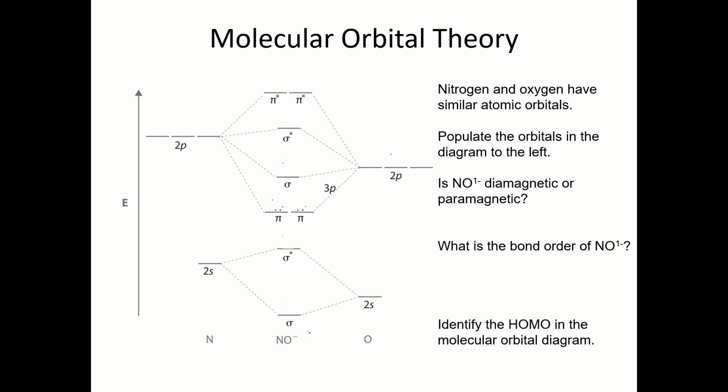Okay, so in this example, we're going to look at NO negative. So a nitrogen and an oxygen atom coming together, and it is ionized with an extra electron. If we want to fill out our molecular orbital diagram, the first thing we're going to need to do is determine the total number of valence electrons. So I need to figure out the total valence electrons in NO negative.